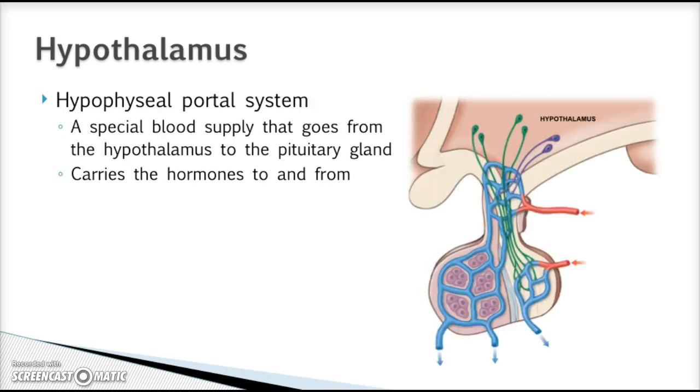The pituitary gland hangs down from the hypothalamus by a stalk called the infundibulum. Here you can see the hypothalamus. This structure here is the pituitary gland. The structure connecting them is called the infundibulum. Within the infundibulum is a special circulatory system called the hypophyseal portal system. This carries blood and hormones back and forth between the hypothalamus and the pituitary gland.